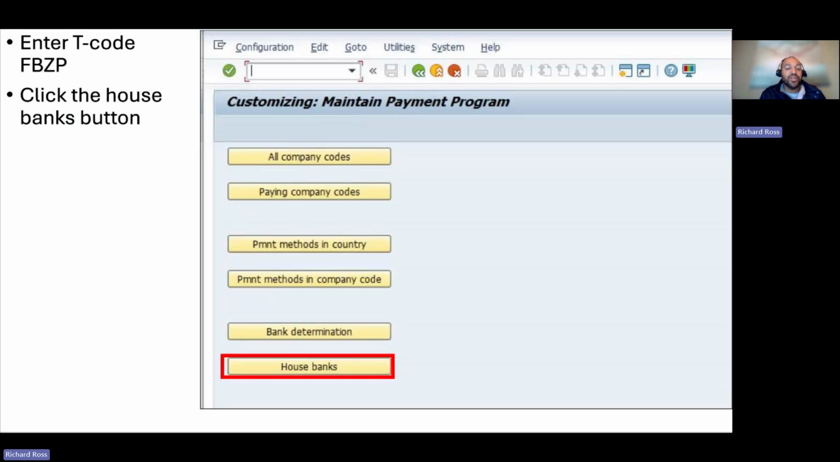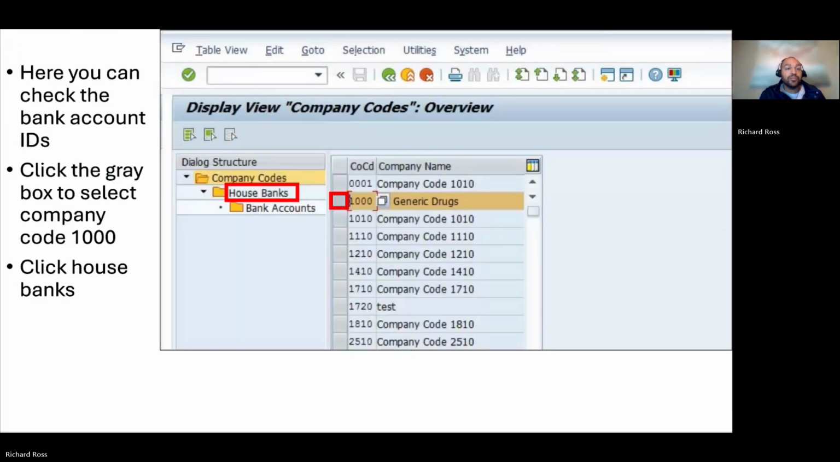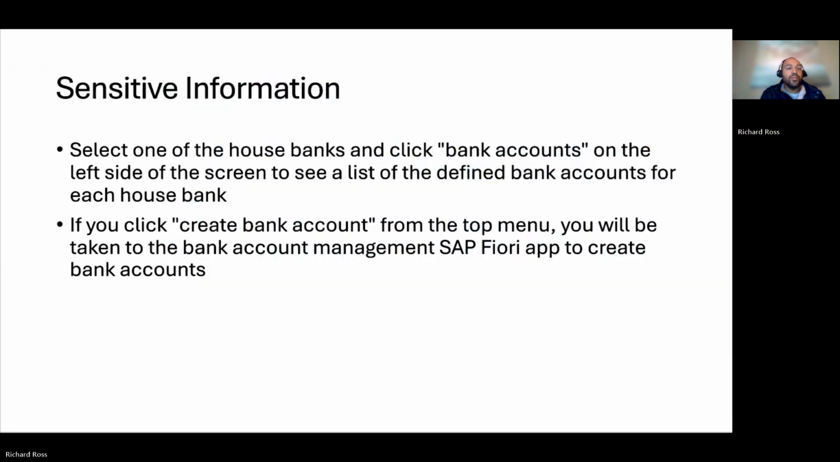Click the House Banks button. Here, you can check the bank account IDs. Click the gray box to select company code 1000. Click House Banks. Select one of the house banks and click Bank Accounts on the left side of the screen to see a list of the defined bank accounts for each house bank. If you click Create Bank Account from the top menu, you'll be taken to the Bank Account Management SAP Fiori app to create bank accounts.